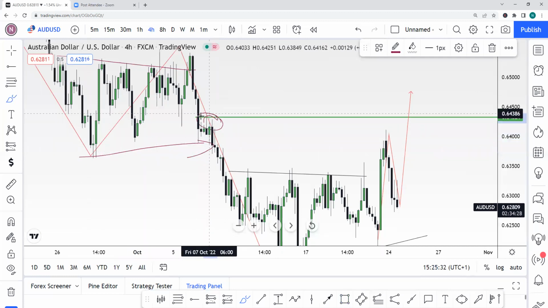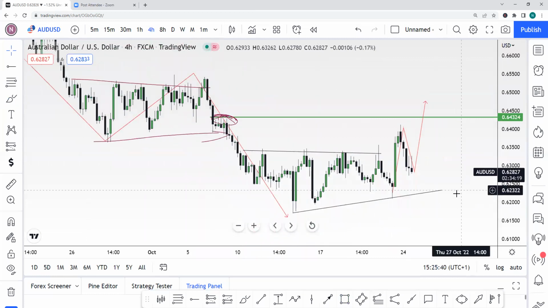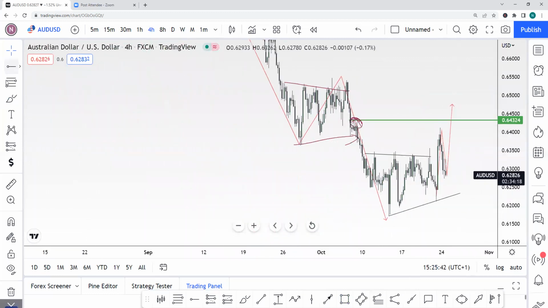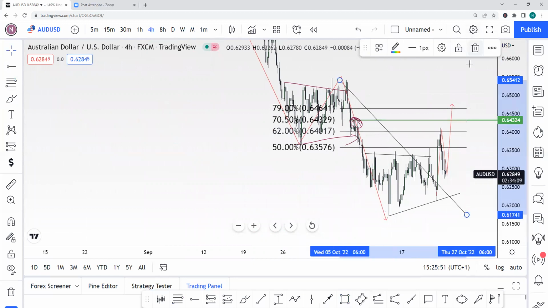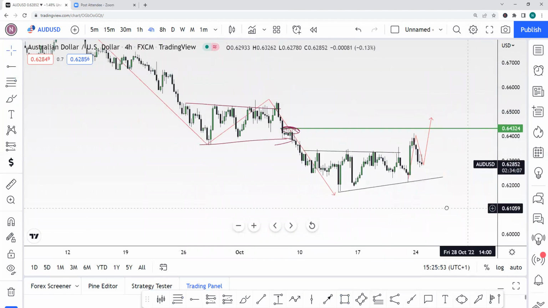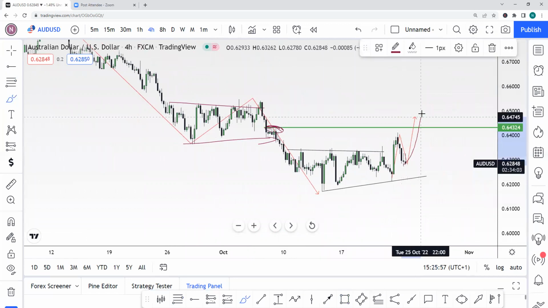You have this reaction level, which is called an inducement. Now we have to find out whether this inducement level falls into the zone of discounts or premium. Yes, it's right at premium.